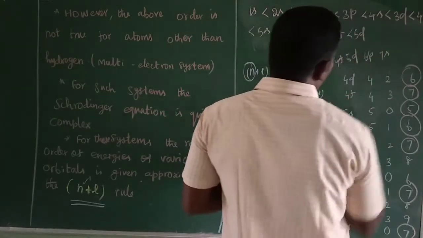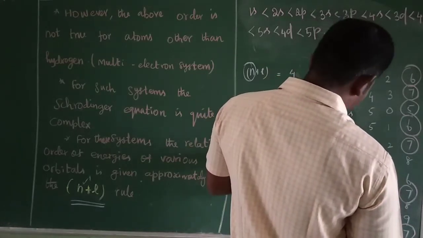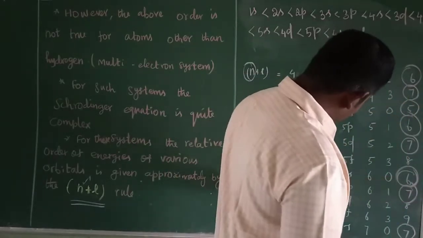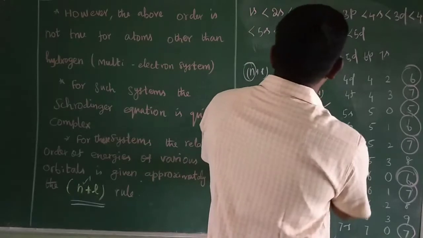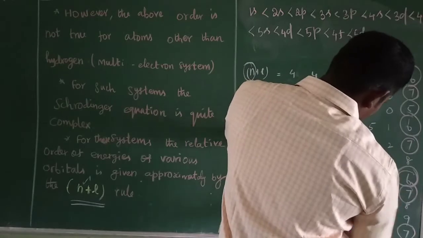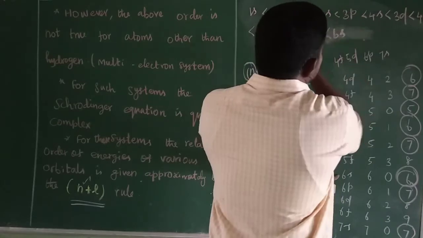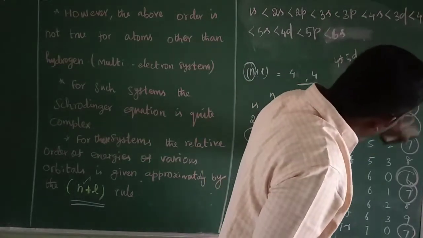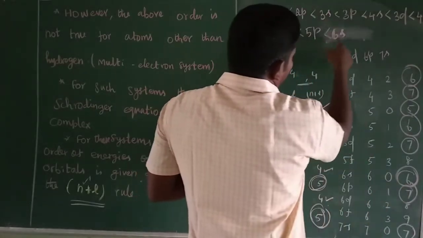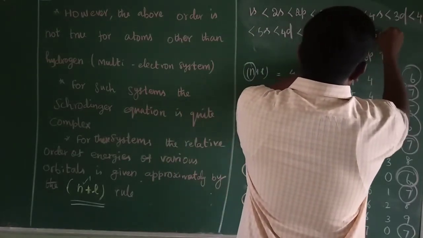5d, 4f, 5d, and 6s orbitals. The n plus l value 6 occurs three times: 4d, 5p, and 6s. So 5p and 6s are next, then 7: 4f and 5d.